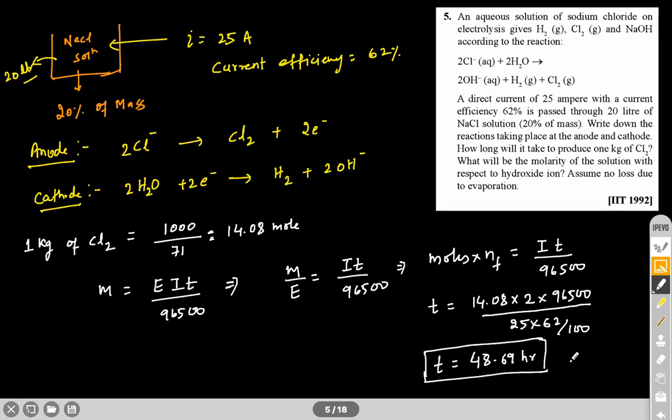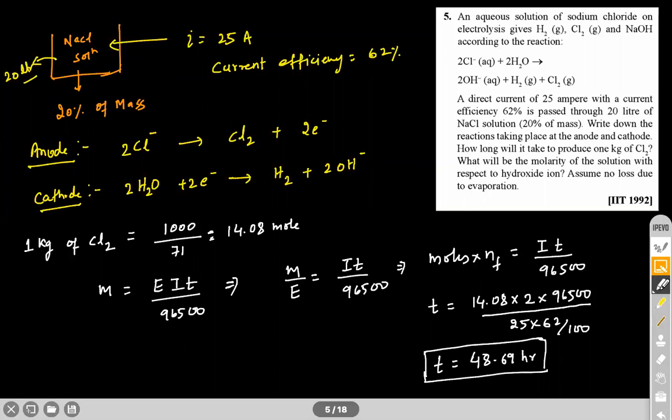Now what will be the molarity of the solution with respect to the hydroxide ion? Assume no loss, okay? So OH minus ion produced, you see here, 1 mole of Cl2 forms and 2 moles of OH minus ion. Means double, right? So the number of moles of Cl2 into 2 is the number of moles of hydroxide ion, right? Because in this reaction, 1 mole of Cl2 forms, but 2 moles of OH minus is forming, right?